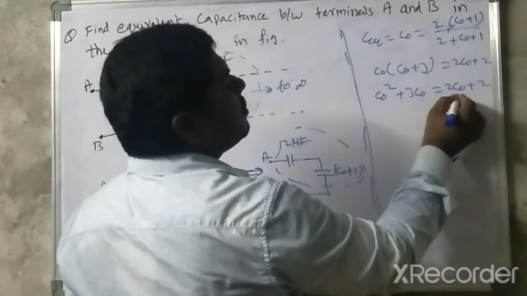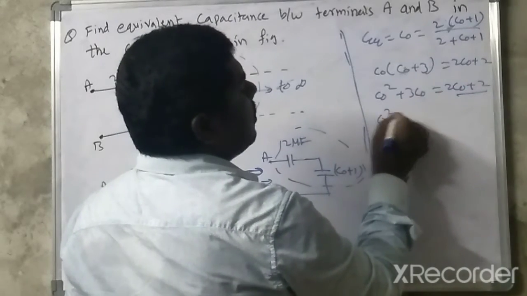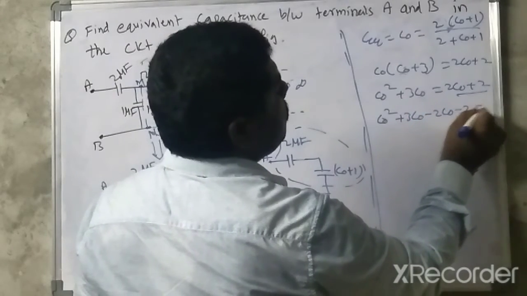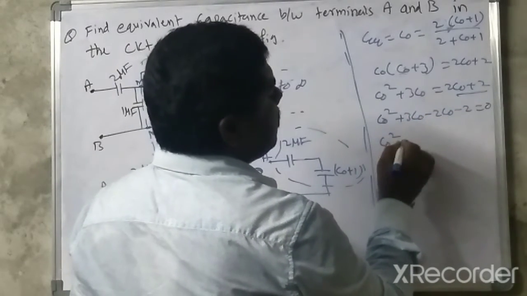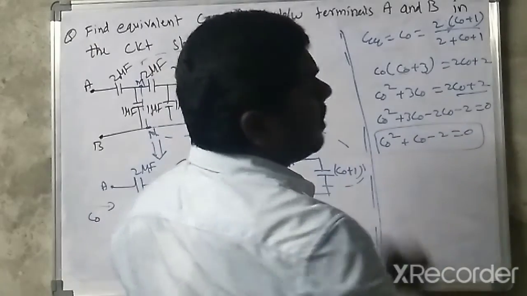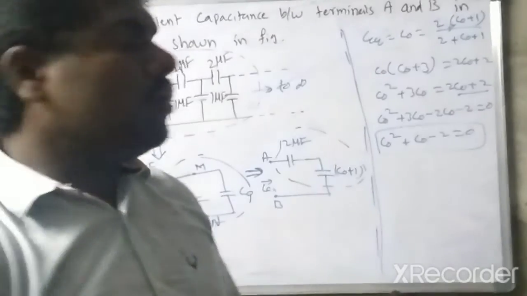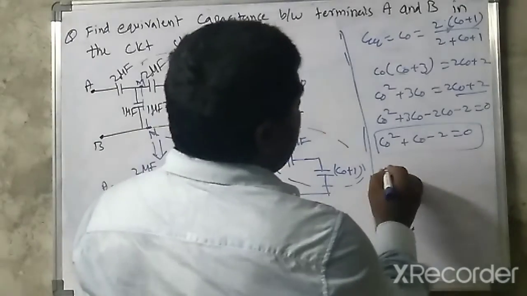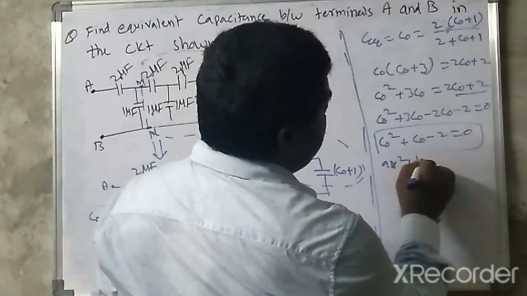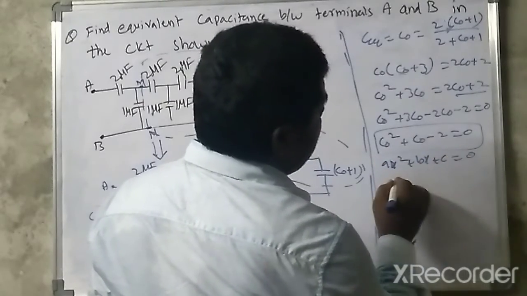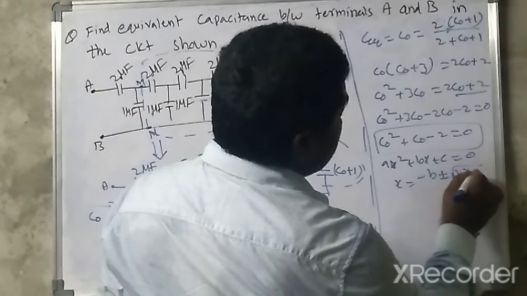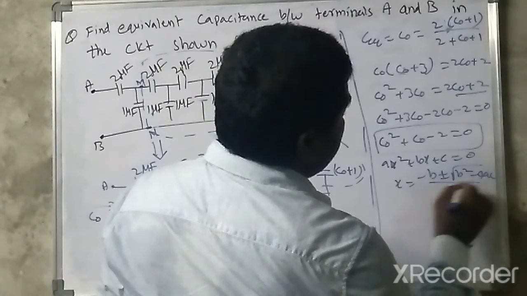You may bring these two terms to the left side. C naught square plus 3 C naught minus 2 C naught minus 2 is equal to 0. So C naught square plus C naught minus 2 is equal to 0. This looks like a quadratic equation. For example, for the quadratic equation a x square plus b x plus c equal to 0, x is equal to minus b plus or minus root of b square minus 4ac, divided by 2a.